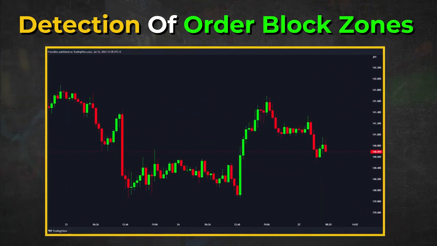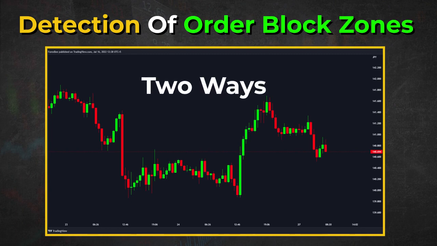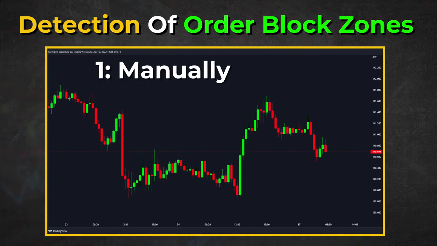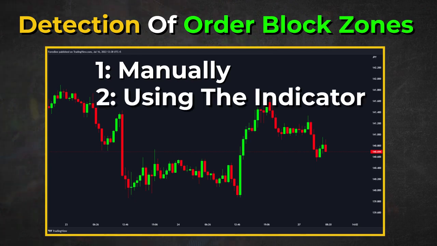Now let's talk about the detection of order blocks, and I would request you to pay close attention because if you miss anything in this section, you will have hard time understanding the strategy for trading order block zones. There are two ways to detect order blocks. The first one is detecting the order blocks manually, and the second one is using the indicator.